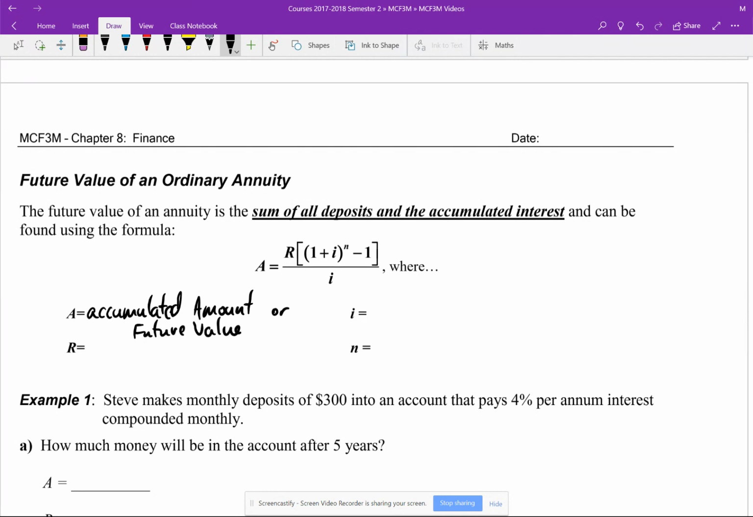R, this is a new variable we haven't seen yet. This is the regular deposit or the regular payment amount. I is my interest rate per compounding period.